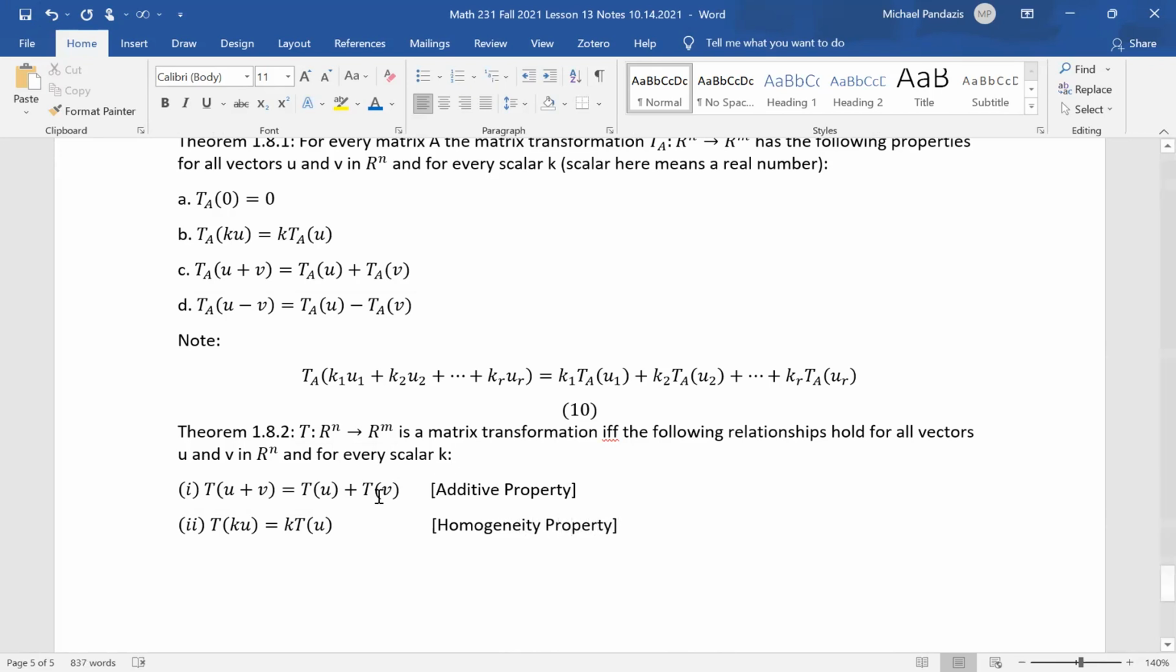Okay, you don't need to know that for the exam. So you have this one property called the additive property, and this other property, the names you don't need to know. You need to know these rules. This is called the homogeneity property. This second one is saying that you can move the constant out, and this is saying that you can think of it like that.